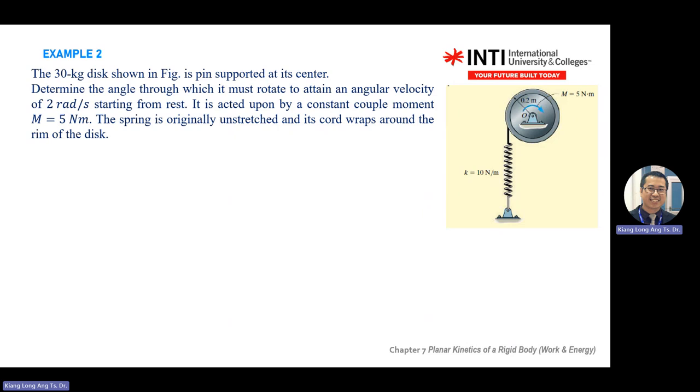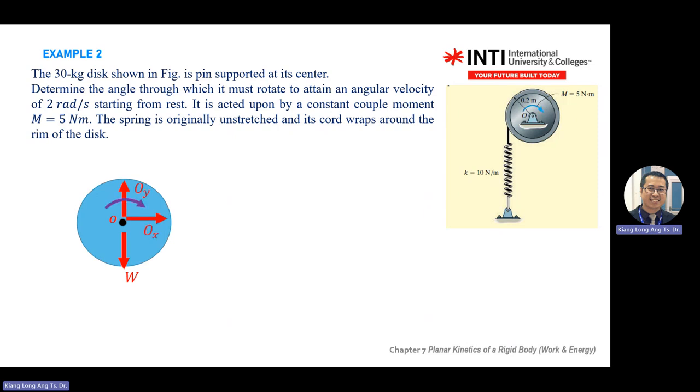So when you see a spring, we see there's a moment. So you need to find the angle. Work. You need to do the work. So in this case, you need to use principle of work and energy to solve this question. So you draw the free body diagram.